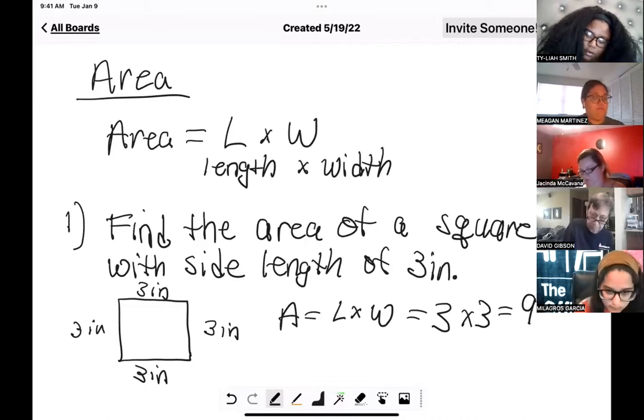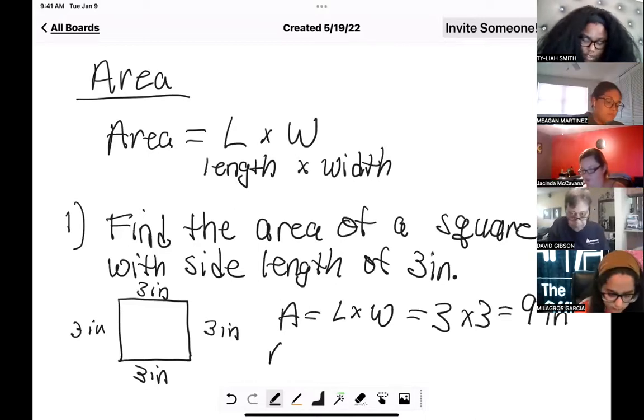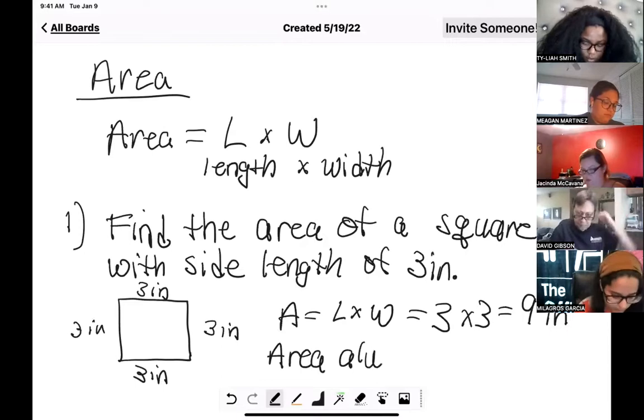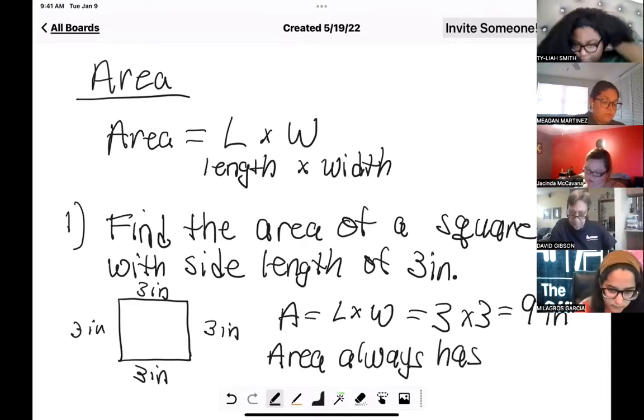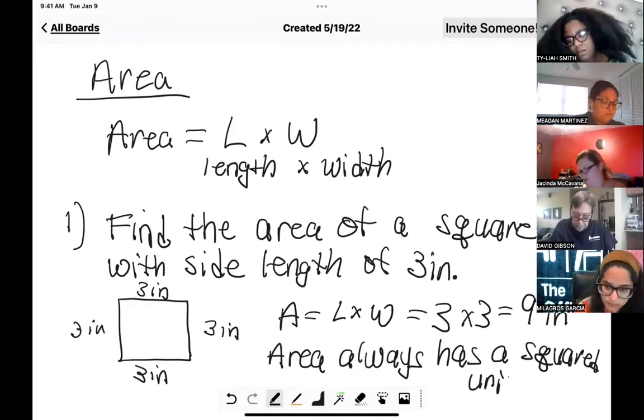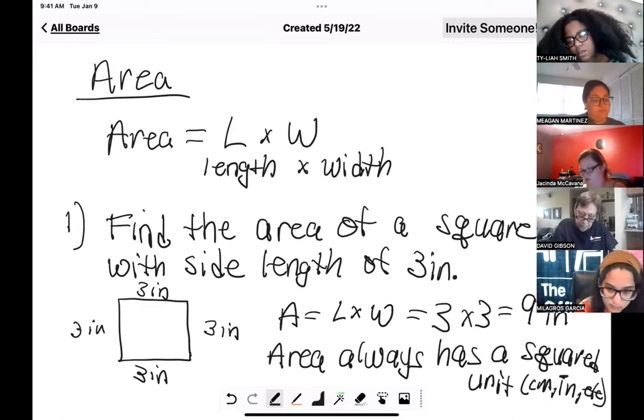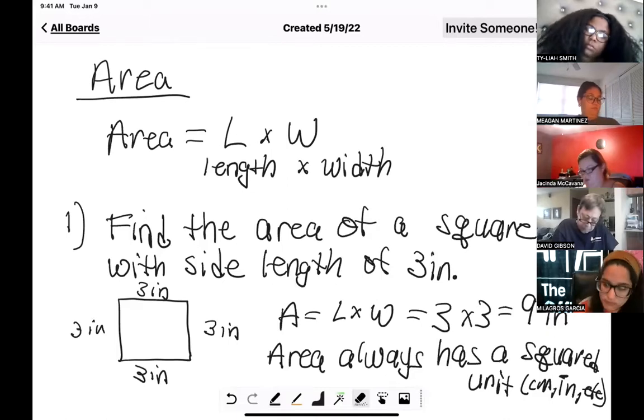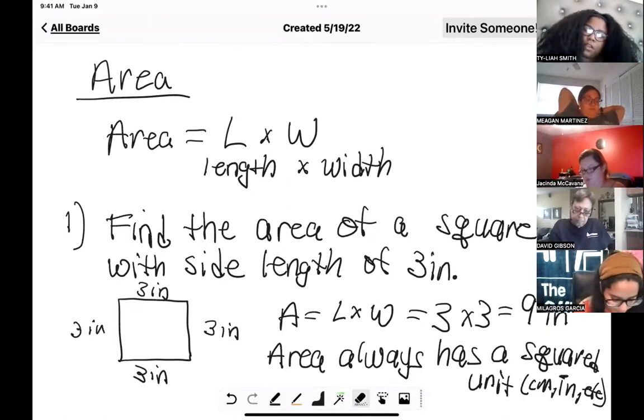Now here's the important part. The unit, inches. Area is always squared. Area always has a squared unit, meaning centimeters, inches, etc. It's always a square. Why? Because you're multiplying 2 things. So it's a square. If you multiply 3 things, it's a cube, a 3. If you multiply 4 things, it's a 4 power. But area is always a square.